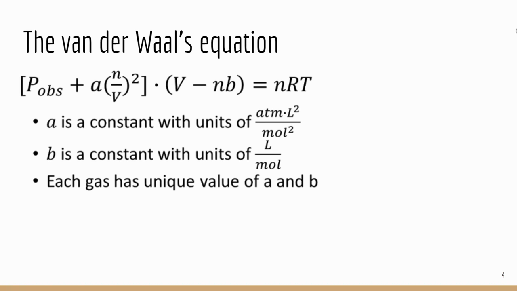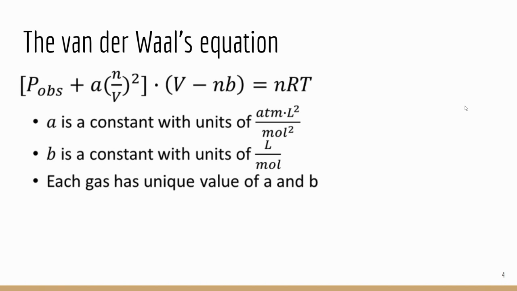So this is the van der Waals equation, which really is just PV equals nRT with some correction factors. OBS means observed. So observed pressure, which is going to be different from PV equals nRT. So observed pressure plus a, this is just a constant. Each gas has its own value of a and b. You need to be given what they are, times moles over volume squared, times V. But then we have this correction factor, nb, is equal to nRT.